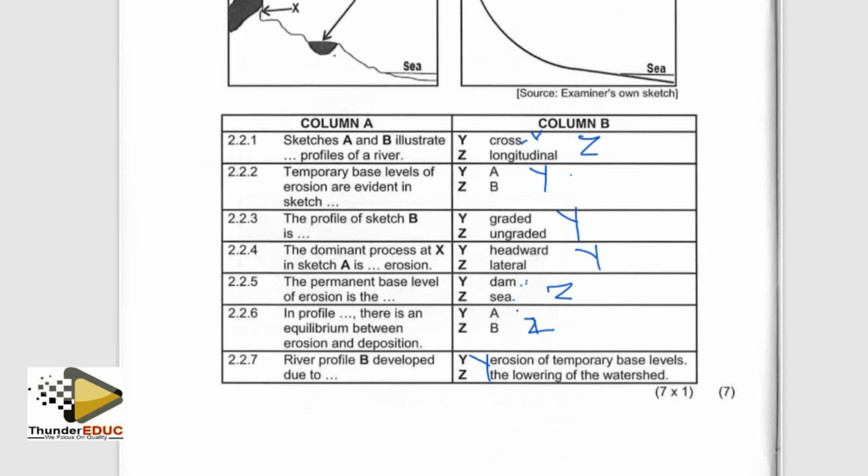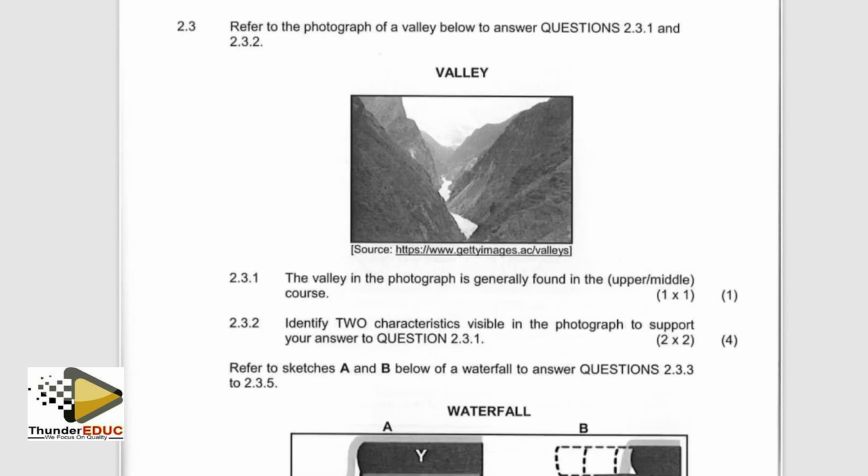Okay. We proceed. 2.3. Refer to the photograph. The photograph there that is indicated is a valley below. So you look at this photograph. When you see this photograph, you will find out that at least it is a very sharp valley. Now, here is a narrow valley. Here, it's a V, and so on and so forth. The interlocking spurs are there.